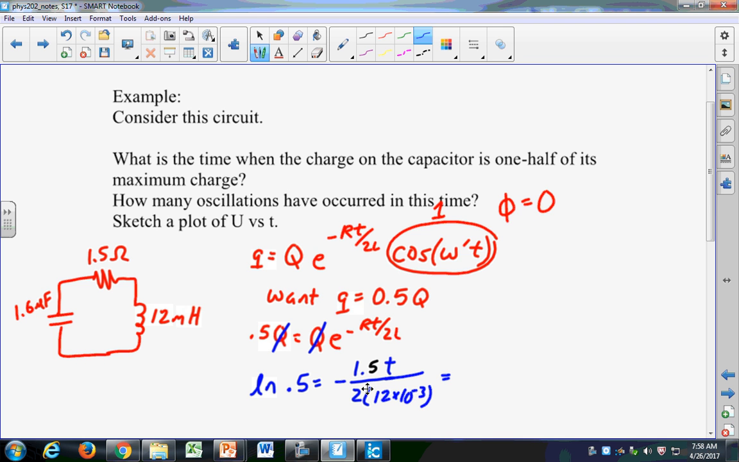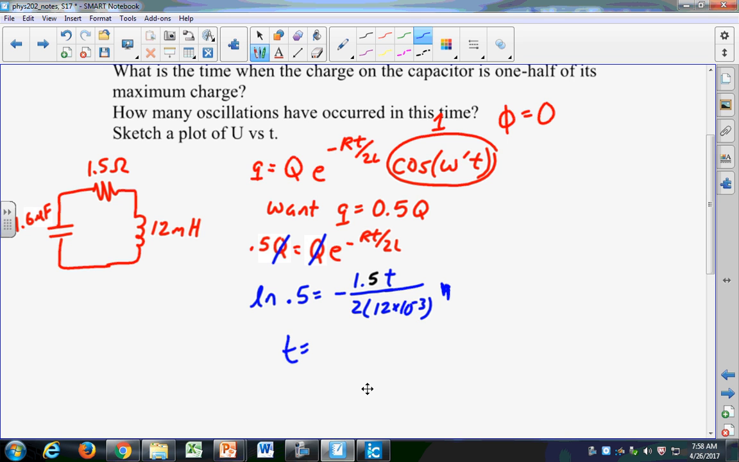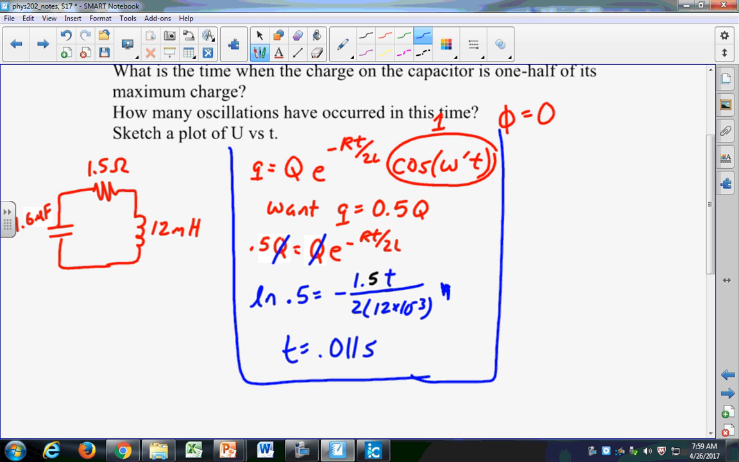All right, and then I solve that for T, and I find that T is equal to 0.011 seconds. It's the natural log of 0.5 times this quantity divided by this quantity. This turns out to be negative, so it drops the negative in that equation. So that's how to find when my charge is at 1/2 the total charge.